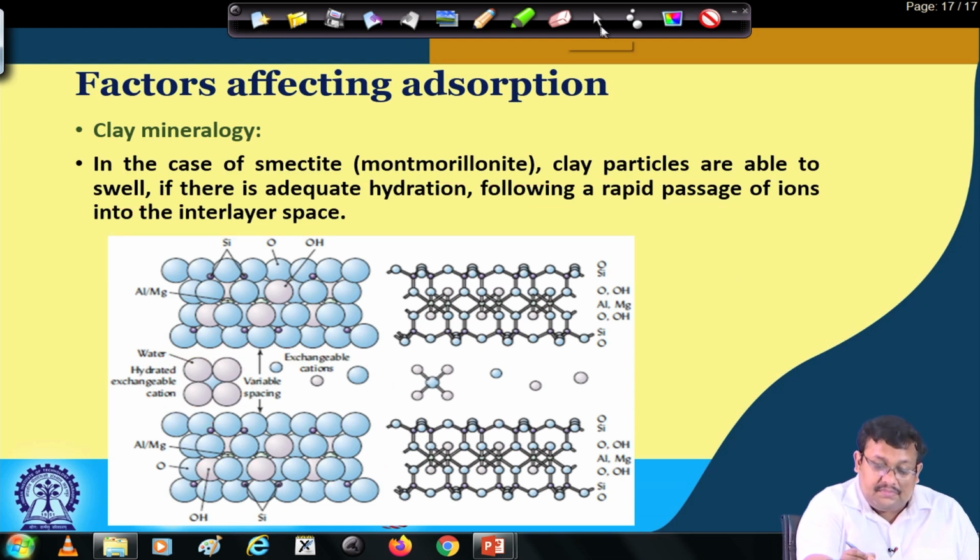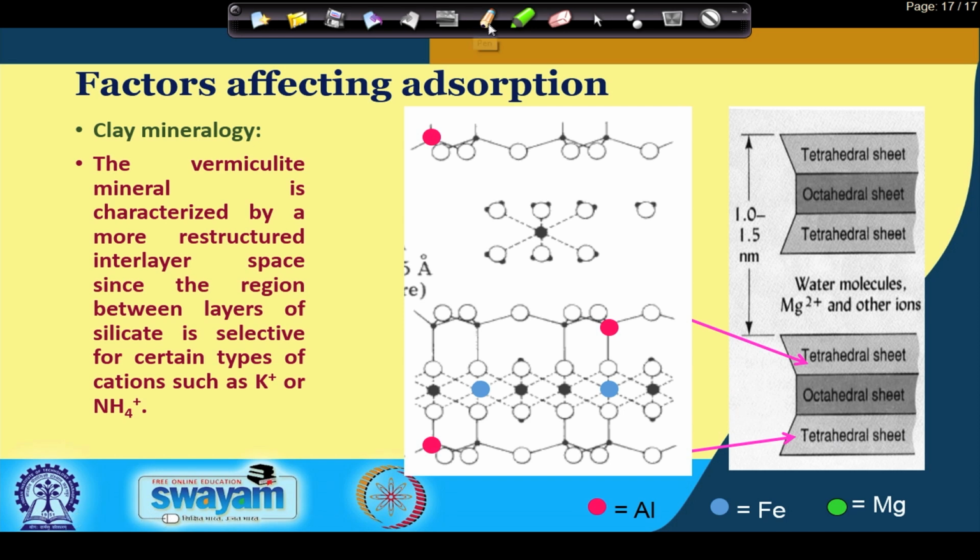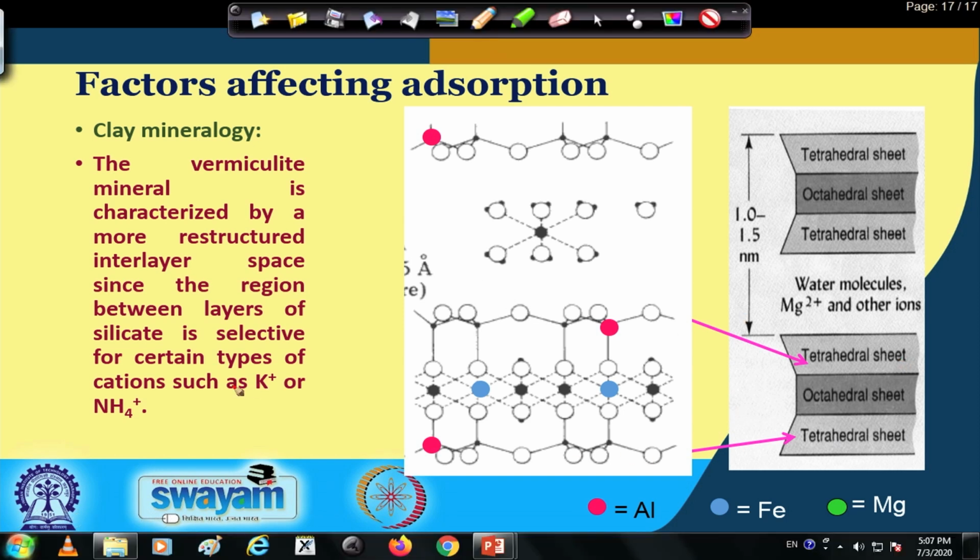Okay. Now, in case of vermiculite, if you remember the structure of the vermiculite which I have shown here, these vermiculite minerals are characterized by a more destructured interlayer space, since the region between the layers of the silicate is selective for certain types of cations such as potassium and ammonium. So, the region between the interlayers can be occupied by certain cations like potassium, magnesium, and ammonium.